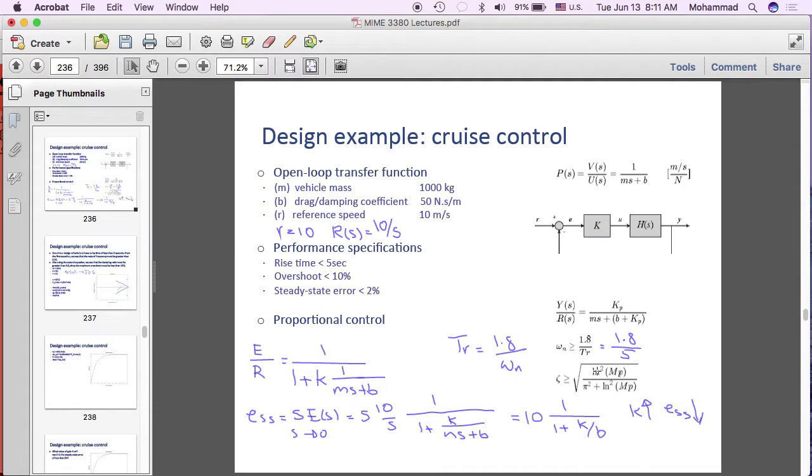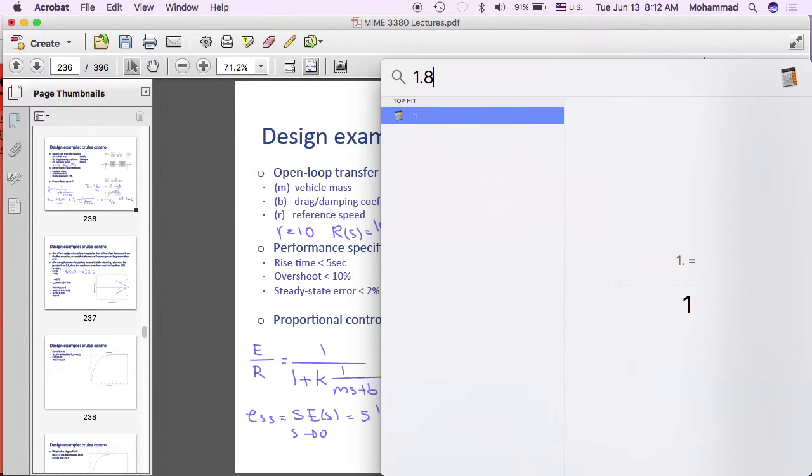And the formula for rise time is that omega n has a relationship with rise time. So if you want your rise time to be 5 seconds or less, that means your natural frequency has to be 1.8 divided by 5 or more. And if you take 1.8 divided by 5, that number is 0.36 radians per second.